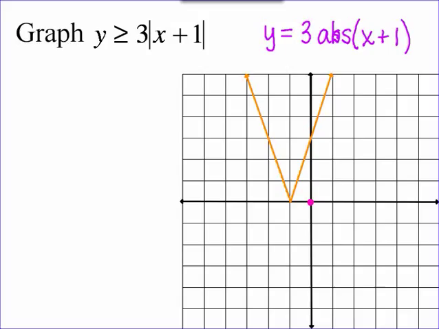So let's plug 0, 0 in. So is 0 greater than 3 times 0 plus 1? So is 0 greater than 3? Is that true? No, so I don't want to shade here. Where do I want to shade? Inside the V.